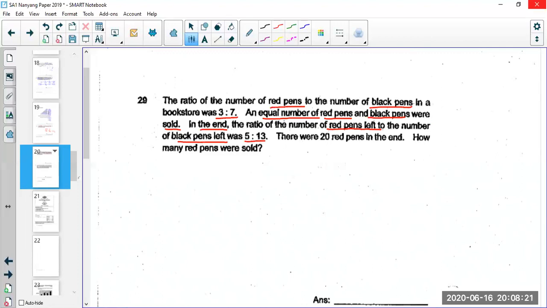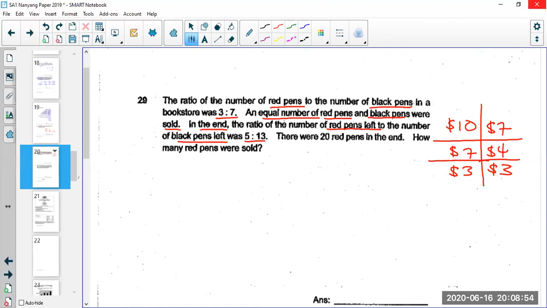Have you heard the difference unchanged before? For example, let's say I've got $10 and you have $7. So what is our difference? Our difference is $3. If both of us spend $3, I've got $7 left and you have $4 left. Look at our difference. Is it still the same? 7 minus 4 is still $3. So what is unchanged? The difference is unchanged.